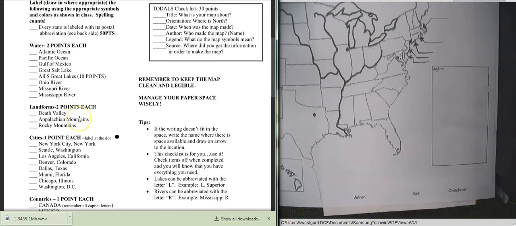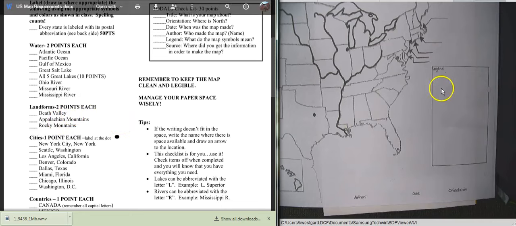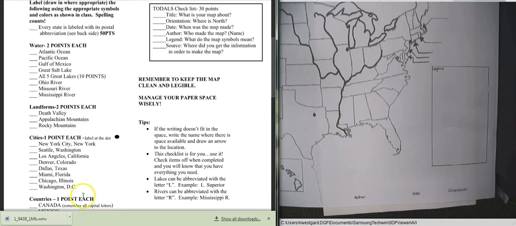Now there's some landforms that you need to do here as well. Death Valley, you can pick whatever symbol you want. So let's say we pick a big red letter X and we put it over here in our key. I would write after that in my blue or black ink pen or normal pencil, Death Valley. And over on the map, wherever it is, you would put the red letter X. Appalachian Mountains, Rocky Mountains, I've showed you already how to do that.